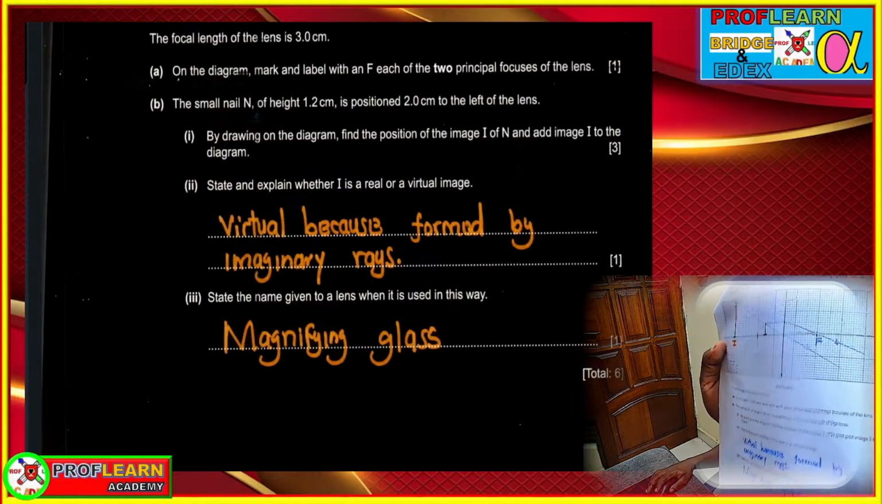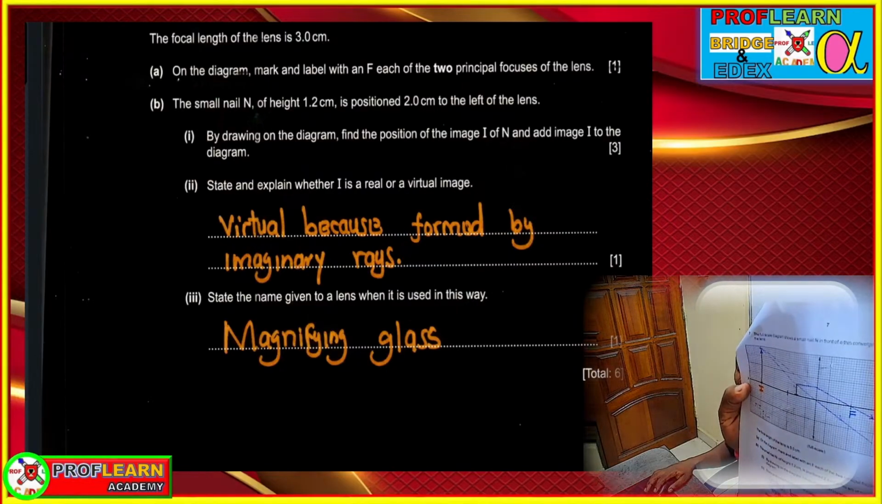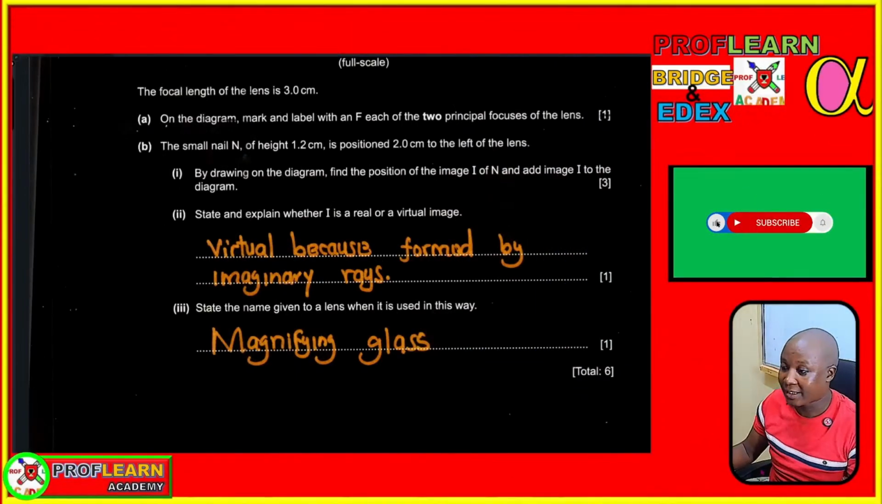So if we have the image being larger than the object, then we can say that this lens can be used as a magnifying glass.